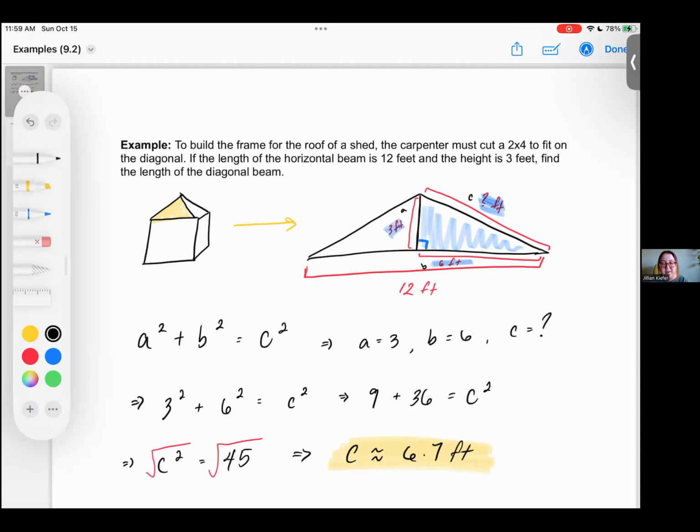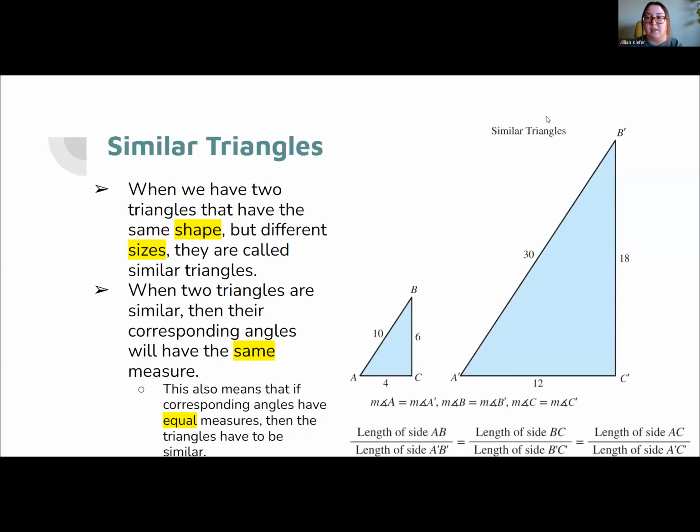So, all right, let's wrap up that example. We're going back over to our lecture. Now, one additional way that we can solve things about triangles is using a method called similar triangles.